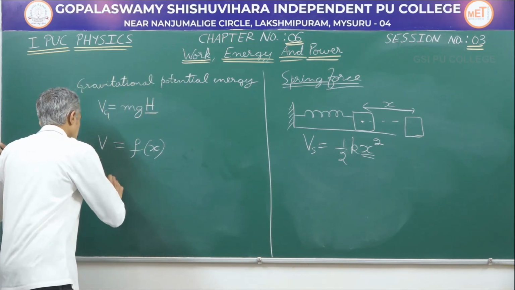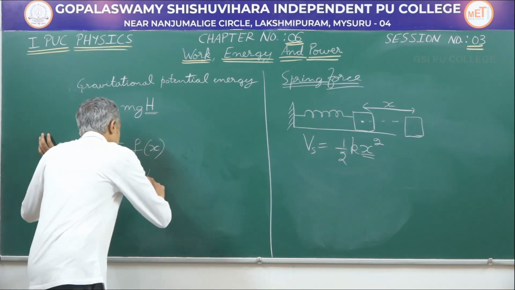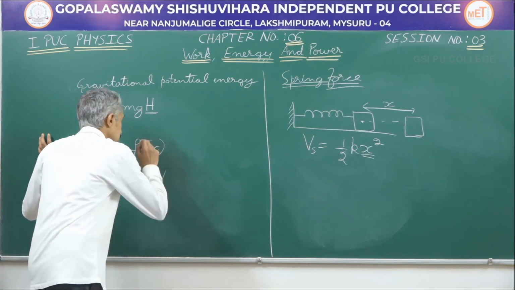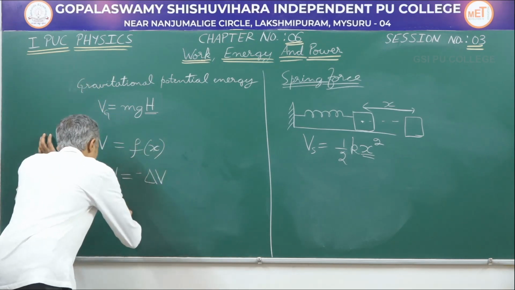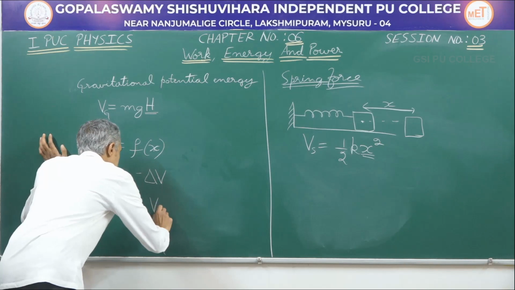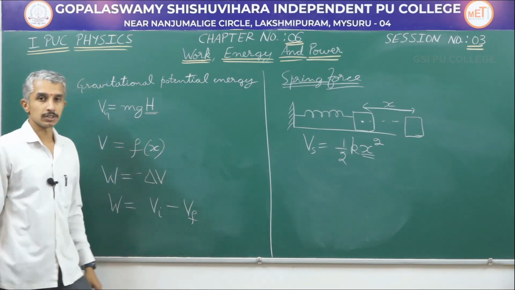Finally, the work done against the conservative force in this case gives the change in potential energy. So the work done is going to be initial potential energy minus final potential energy.